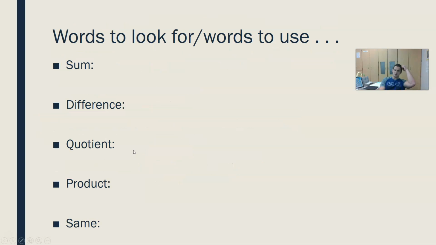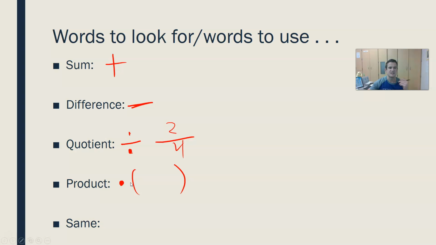Okay, so some words to generally look out for when we're writing these different equations and identifying these different situations. Some math terminology you might come in contact with. When you see the word sum, I'm talking about addition. When you see the word difference, we're talking about subtraction. When you see the word quotient, we're talking about division or a fraction of some sort. The product, we're talking about multiplication, either multiplying by something in parentheses or just multiplying by something.